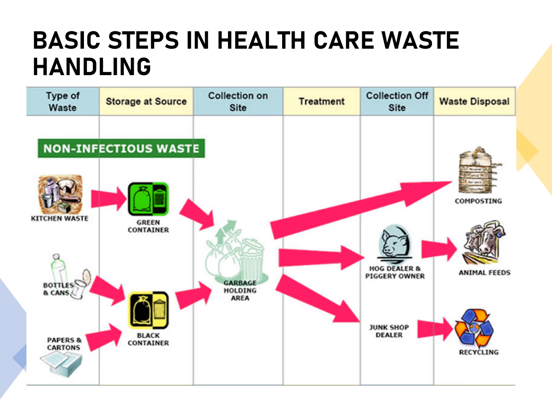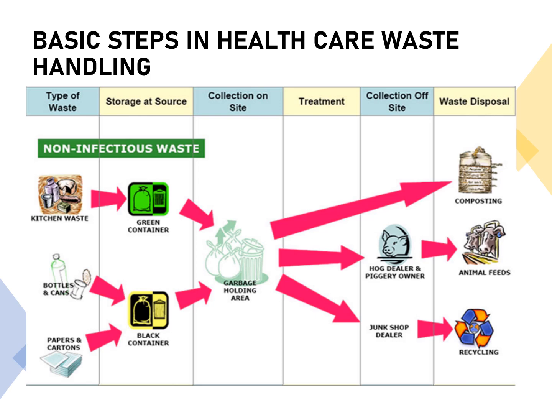For the basic steps in healthcare waste handling, for non-infectious waste, remember that our non-infectious waste are categorized into dry and wet. So our wet non-infectious waste are the kitchen waste, and our dry non-infectious waste are bottles and cans, and we also have papers and carton. So all these wastes are placed in their appropriate color-coded containers, and they are placed in the garbage holding area, which is located inside a healthcare facility.